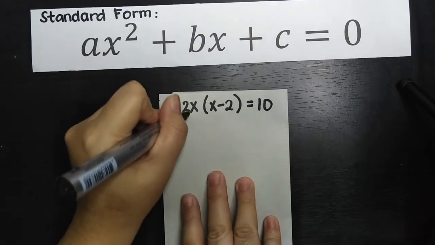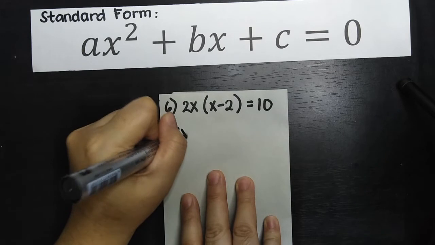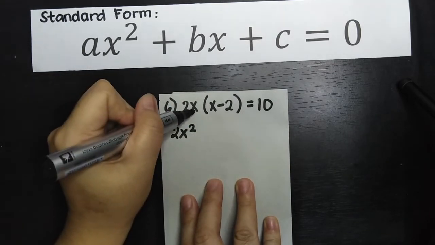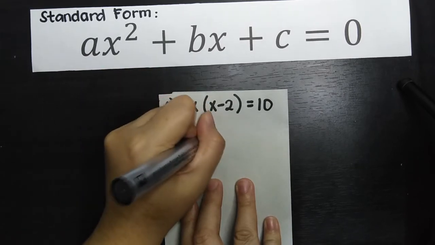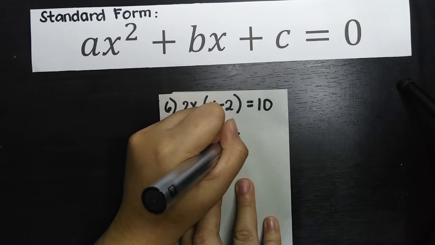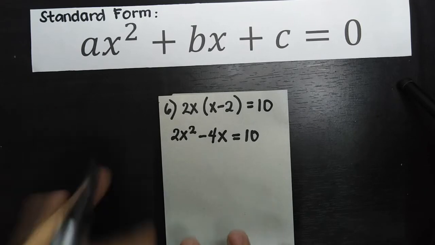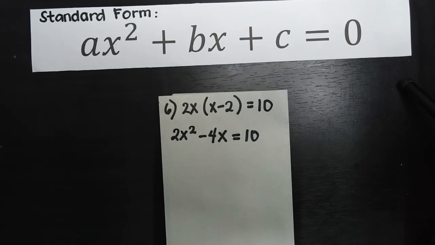So, we have 2x times x for distributive property. We have 2x squared. And then, the next term is 2x times negative 2. That would be negative 4x equals 10. So, we can see that this is really quadratic. But, it is not in standard form. So, how do we express it into standard form?